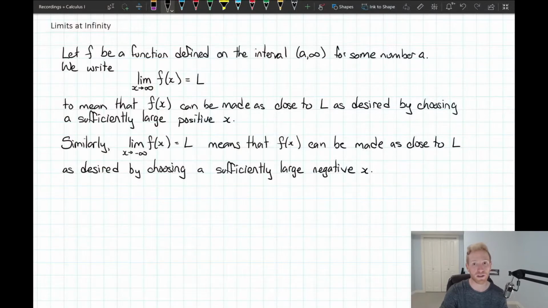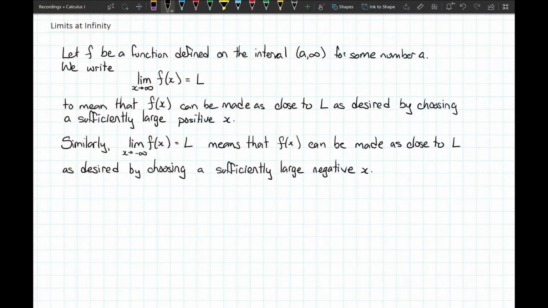Now let's dive in and take a look at limits at infinity. And of course, we'll start off with a brand new definition. Now we're still using function notation and limit notation as normal, where f is going to be some sort of function. But we're going to suppose that it's defined from some number a to infinity.